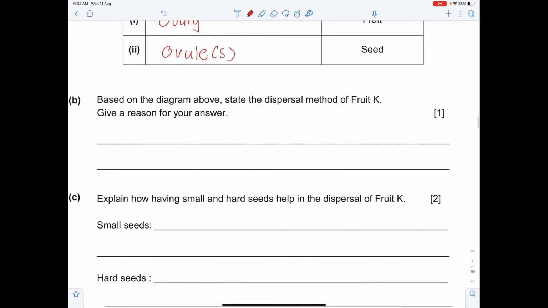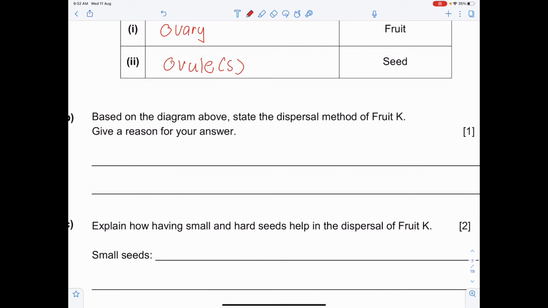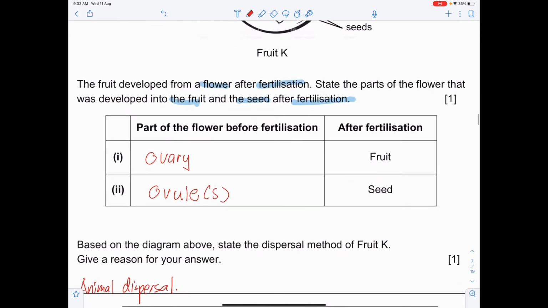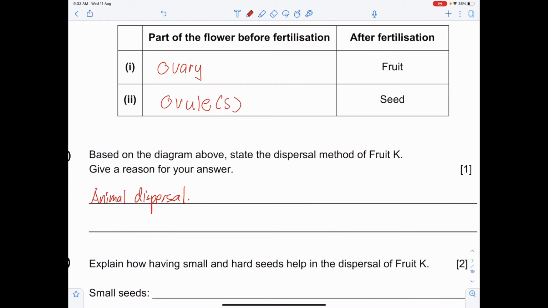Now, based on the diagram above, state the dispersal method of fruit K. So the dispersal method in this case will be animal dispersal. Now, why? Some of you said things like, the flower attracted the animals, or the animal can eat the fruit, or somewhere along the lines whereby the flower is bright and pretty. Okay, these are wrong. Those are for pollinators. So what you can say is that the juicy or edible fruit is consumed by the animals. So this will attract the animals, in a way.